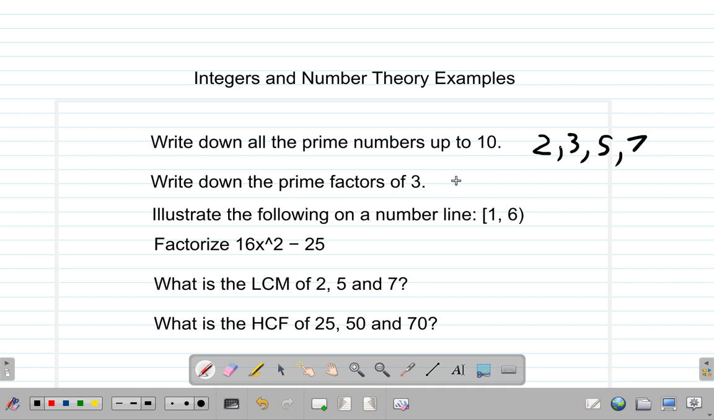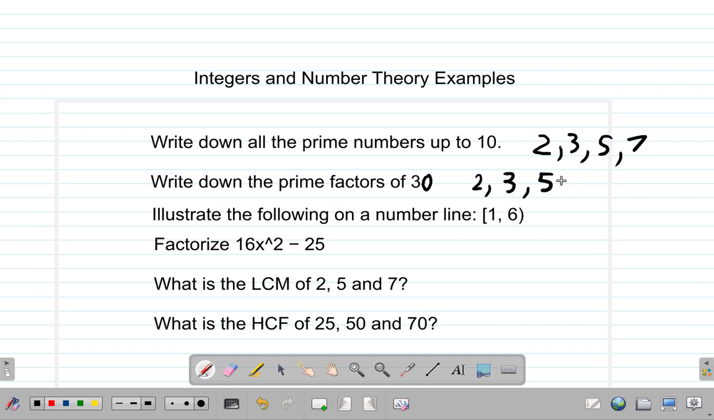Now here, write down the prime factors of 30. Prime factors of 30. Those are factors of 30 that are prime numbers. 2 can divide into 30 without leaving a remainder, so 2 is one of them. 3 into 30 is 10 times. No remainder, so 3 is one of them. 5 can divide into 30 to get 6, so 5 is another.